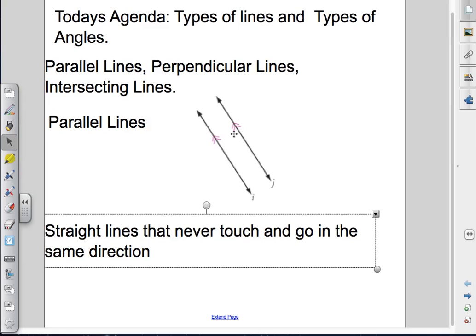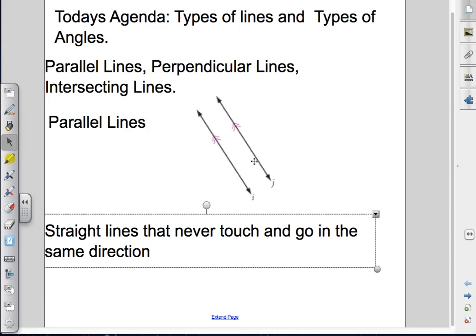And then you notice these two double red arrows here. Those two double red arrows are indicating that my lines are in fact parallel, that they are both going in the same direction forever and ever, and that they never touch. So if you want to show that two lines are parallel in your own pictures, you've got to make sure to put those two double red arrows.